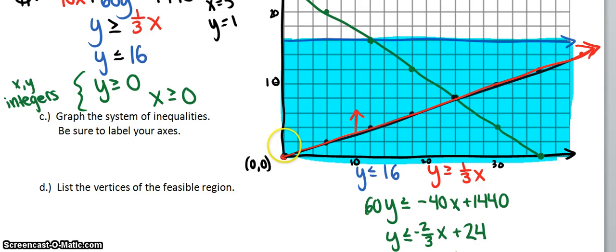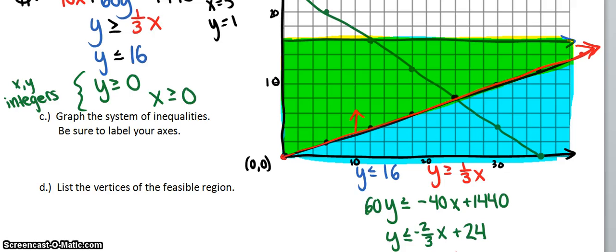And if you're ever unsure where to shade based on the reasoning I'm giving you, you can always plug in a point and see where it's true or false, which I can show you an example of in class if you would like to do it that method, but this is what I'll usually do.